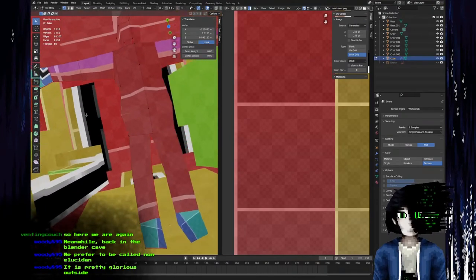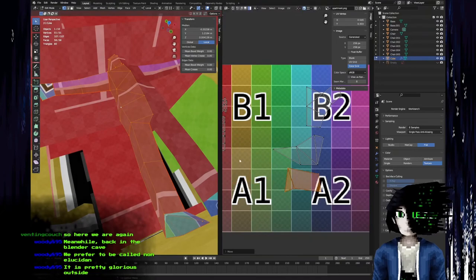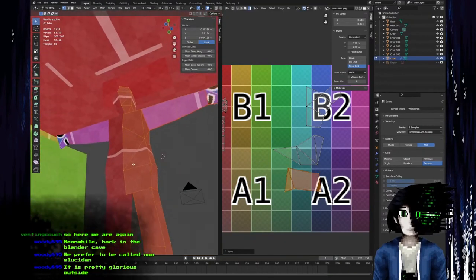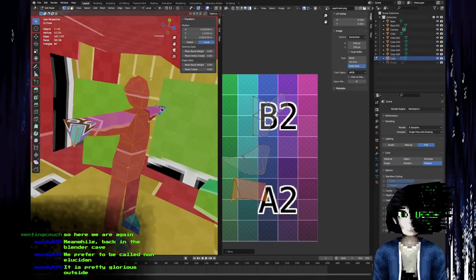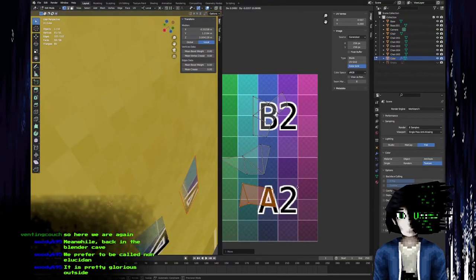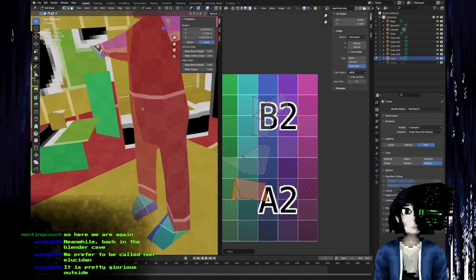Okay. Next up, I think are the feet and the hands. I think that's what we've got. What's this? Where's this come from? It's that time, everyone. I have a UV island. What is it and where did it come from? Oh, is it part of the hand? No. Is it part of the foot? Yes, it's the underside of the foot. Okay. I can probably merge that back in with the rest of the foot.